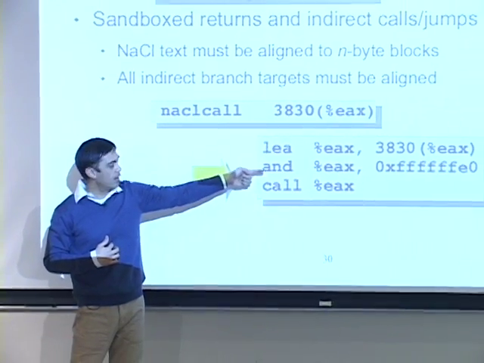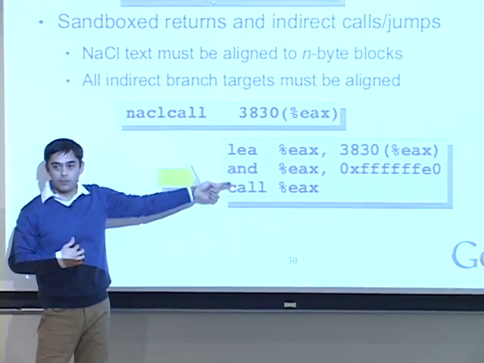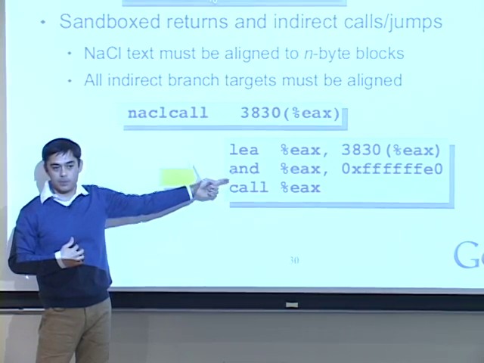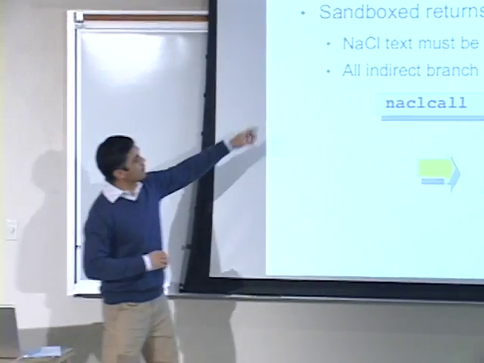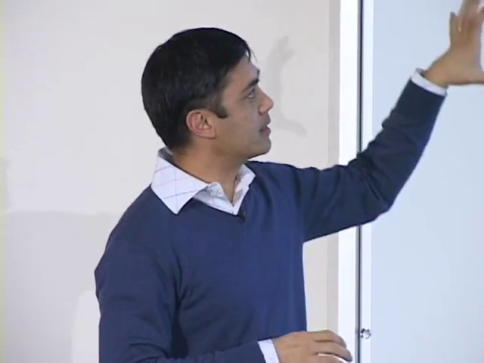Okay, so we know that when we get to the call here, we'll never be able to transfer control to any address that's not 32-byte aligned. And since we've earlier checked that all the 32-byte aligned instructions are okay, we know that control flow will always go to a safe address. Okay? So that's the essence of the way we're doing control flow integrity in native client and how we're making sure that we only transfer control to valid instructions.